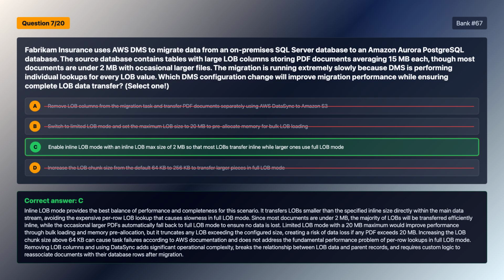Limited LOB mode with a 20 MB maximum would improve performance through bulk loading and memory pre-allocation, but it truncates any LOB exceeding the configured size, creating a risk of data loss if any PDF exceeds 20 MB. Increasing the LOB chunk size above 64 KB can cause task failures according to AWS documentation, and does not address the fundamental performance problem of per row lookups in full LOB mode. Removing LOB columns and using data sync adds significant operational complexity, breaks the relationship between LOB data and parent records, and requires custom logic to reassociate documents with their database rows after migration.